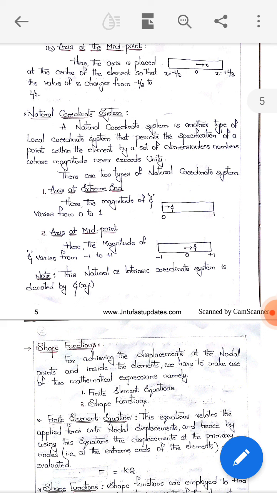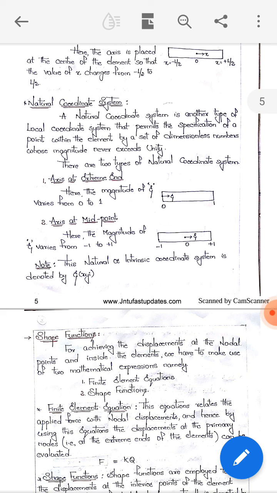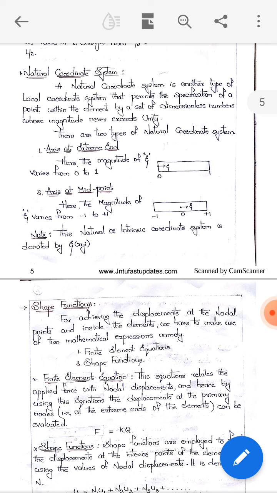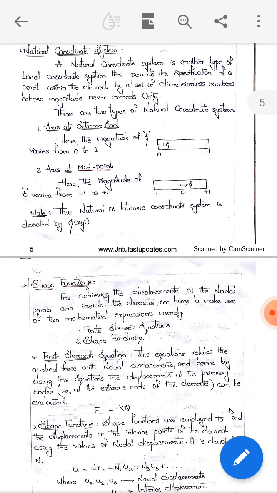Next, let us go for the natural coordinate system. A natural coordinate system is also a form of local coordinate system that permits the specification of a point within the element by a set of dimensionless numbers whose magnitude must never exceed unity. So I go for 0 or 1 in FEM, not the other values located in between 0 and 1. If the magnitude is exactly unity, then I call it a natural coordinate system.